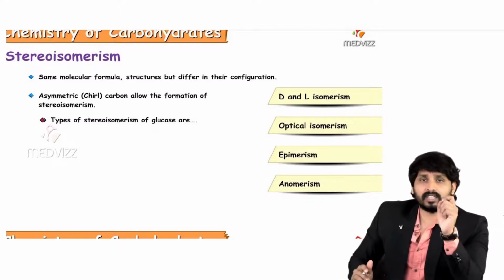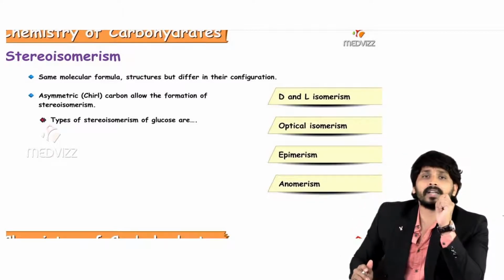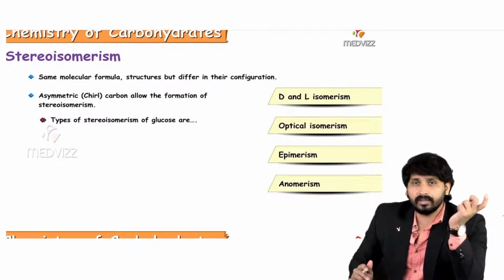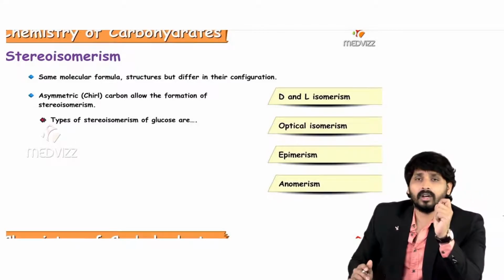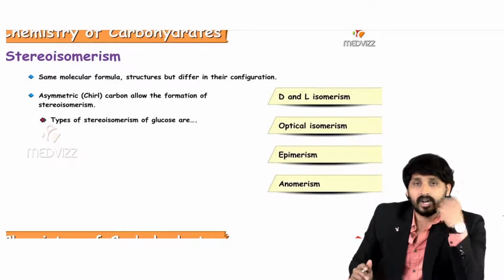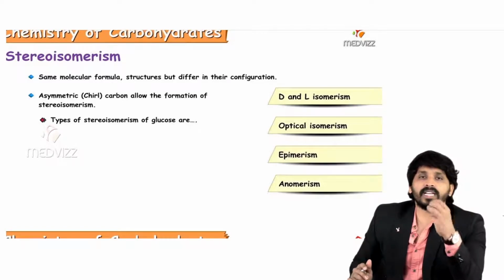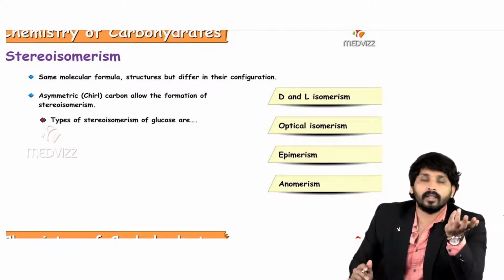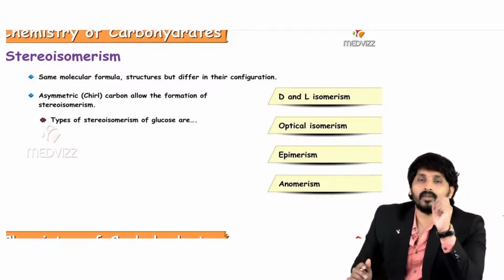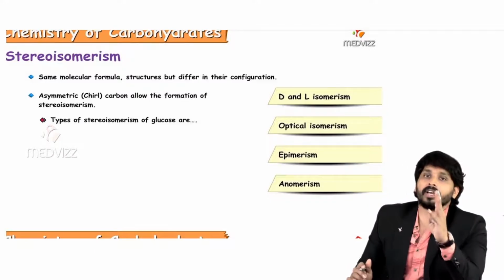Here for stereoisomerism we do require an asymmetric carbon. Without asymmetric carbon there is no stereoisomerism. What is an asymmetric carbon? The valency of carbon is 4. When all these 4 valencies are satisfied by different groups or different substances, that particular carbon is known as an asymmetric carbon. So glucose has 4 such asymmetric carbons.